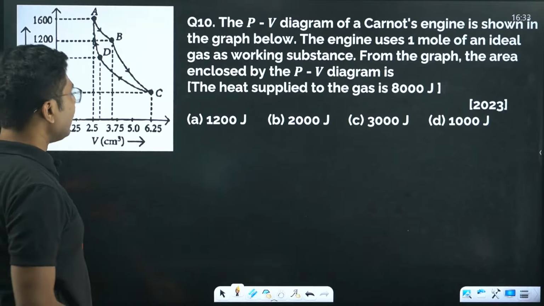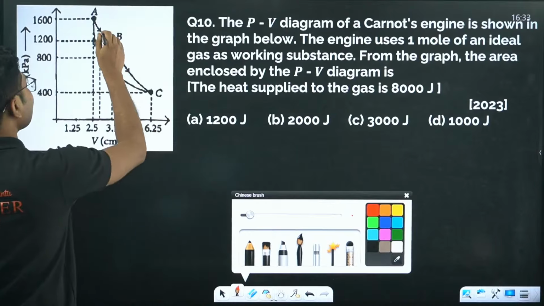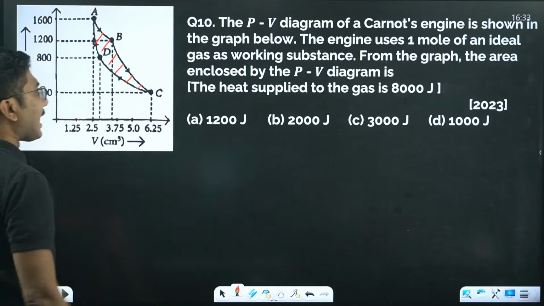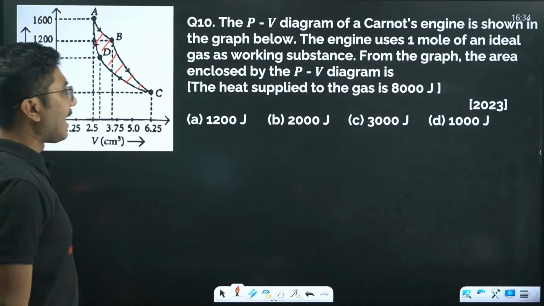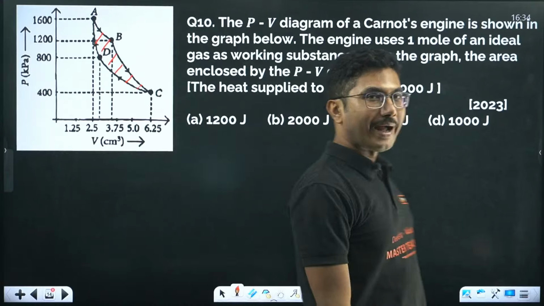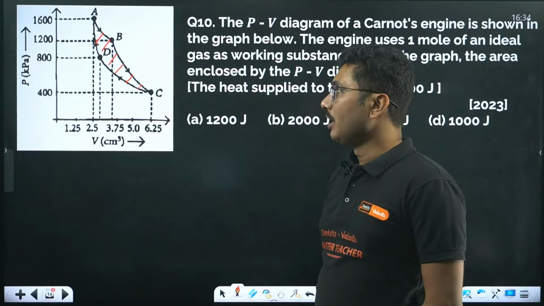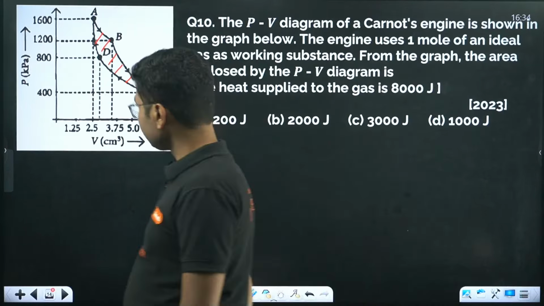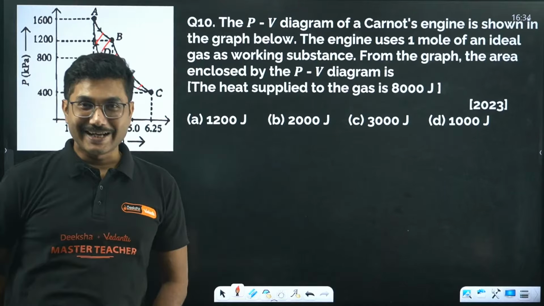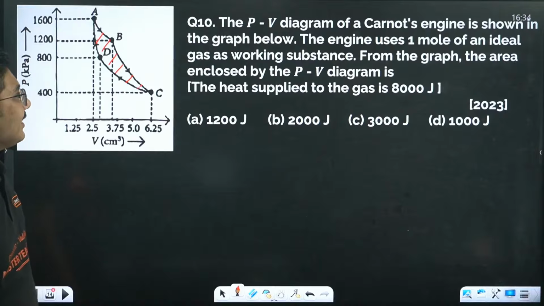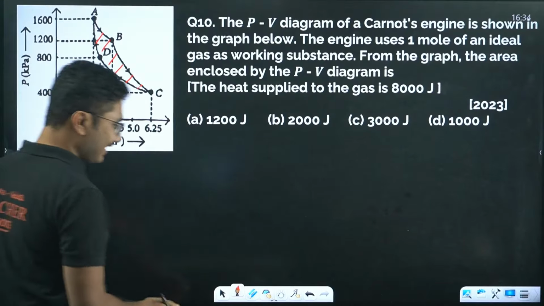Now you might say, sir, we know that area under the graph is the work done. Area under the graph is work done, but how can we calculate that? We have no idea what shape it is. Is it a rectangle? Is it a square? Is it a triangle? It's a very odd shape. Then how can we calculate the area under the graph, right? So this is actually not directly an area under the graph question.